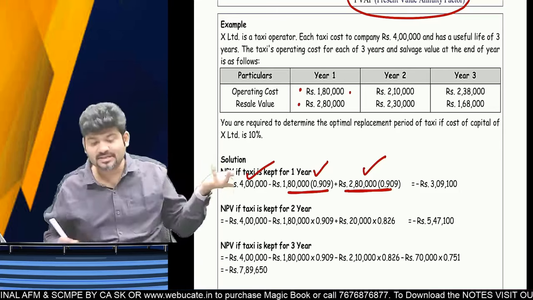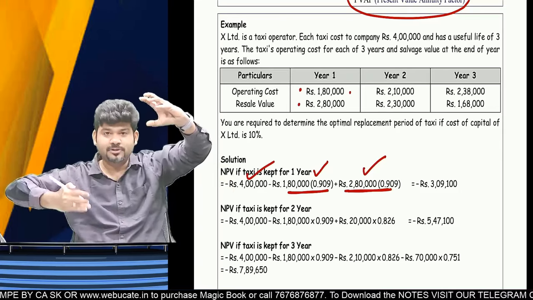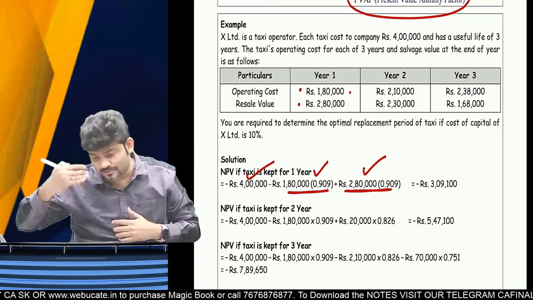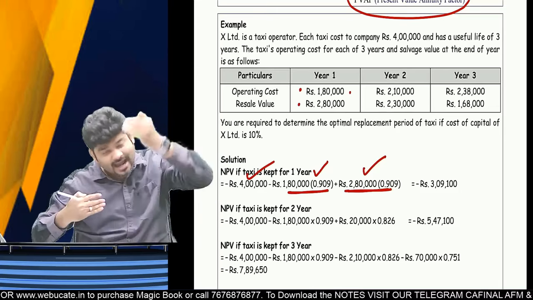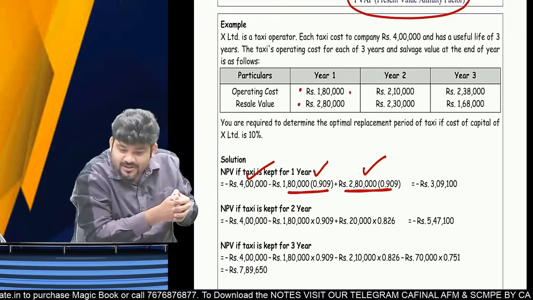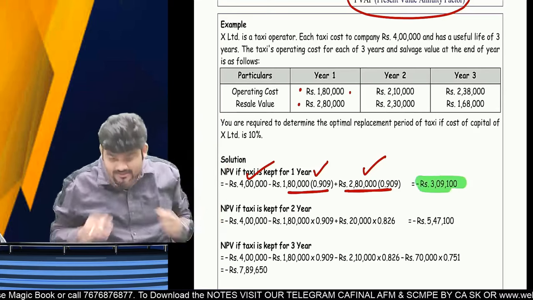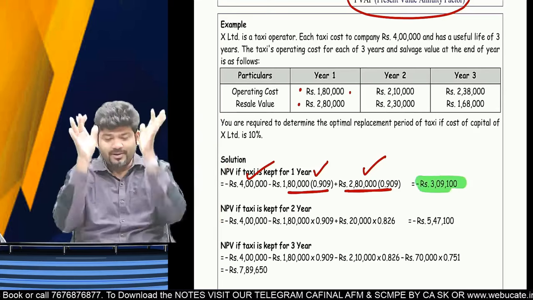Today's cost is 4,00,000. So what I will do is take 1,80,000 at present value. Today I'm incurring 1,80,000 into 0.909. Today I am getting 2,80,000 into 0.909. And today I have to incur a cost of 4,00,000. So if everything is to be done today, 3,09,100 will go from my pocket.